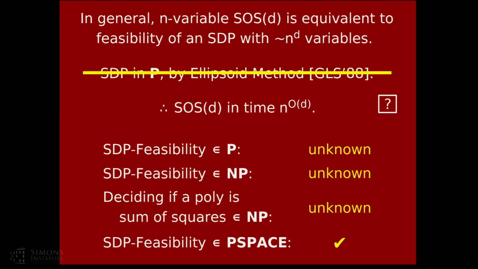That's one issue. But another issue that could also be a problem is perhaps your semi-definite program is feasible, but the only feasible solutions, maybe they're rational, require exponentially many bits to write down.